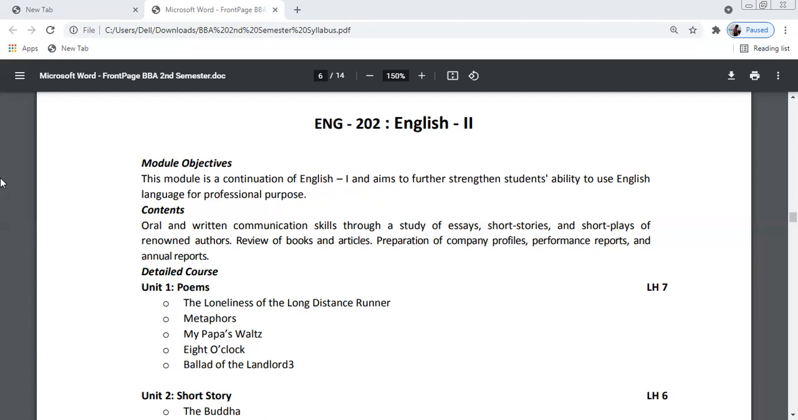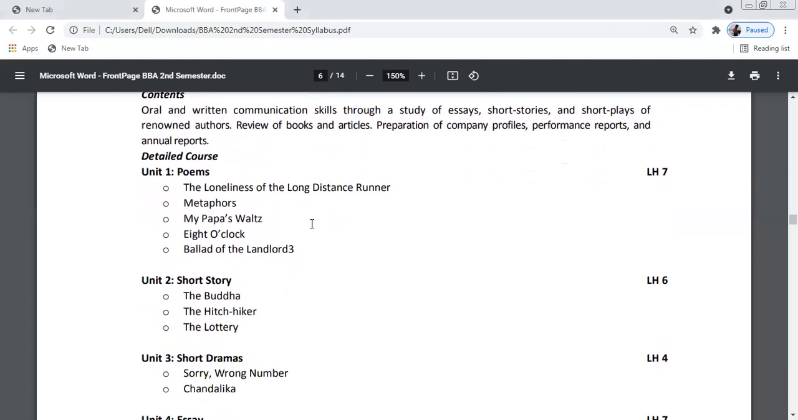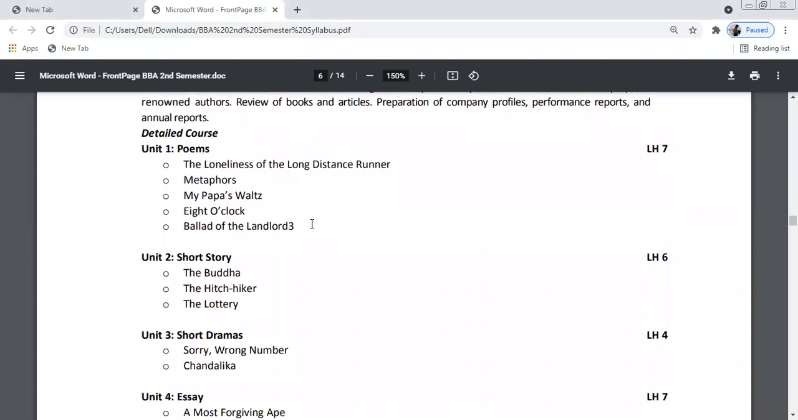So now let's discuss the detailed course of this subject, Business English, that belongs to BBA second semester. There are some units. The first unit is about poems. Under the poems, students have to learn The Loneliness of the Long Distance Runner, Metaphors, My Papa's Waltz, 8 O'Clock, Ballad of the Landlord. Students have to learn these 5 poems.